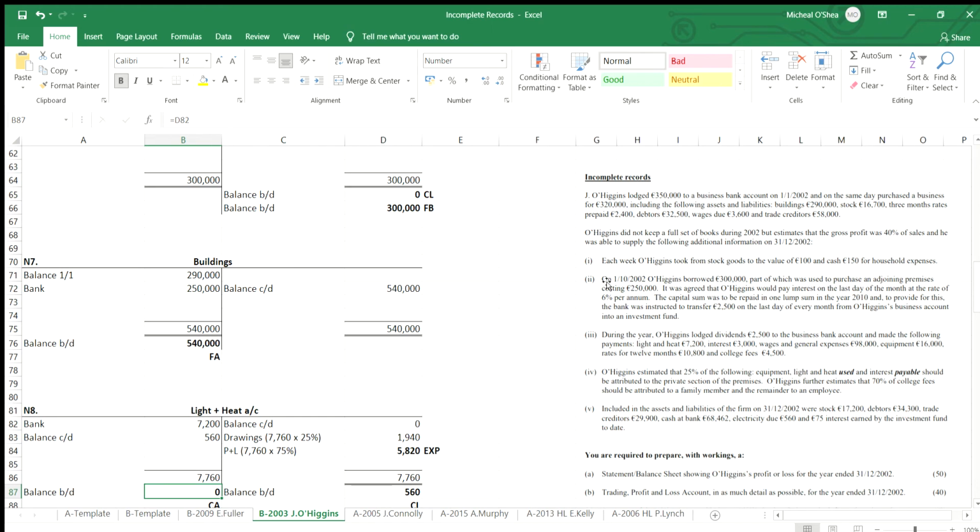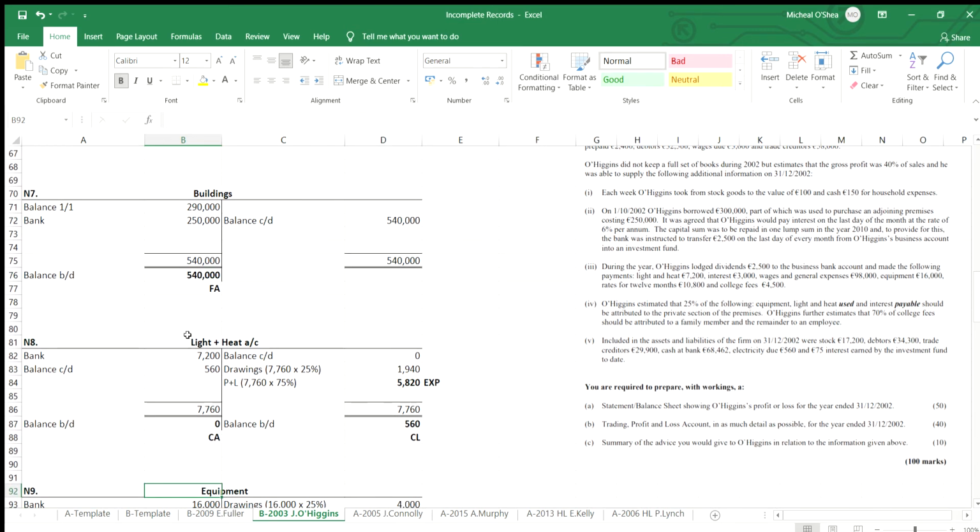Buildings is quite short as well. My buildings at the beginning of the year were 290,000, and we can see here that we purchased buildings for 250. So my 290 is my balance at the beginning of the year, and again 250,000 I bought more buildings. So at the end of the year I have 540,000 in buildings, and that's a fixed asset for buildings at the end of the year.